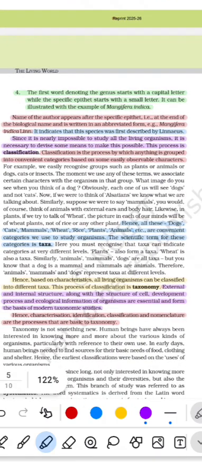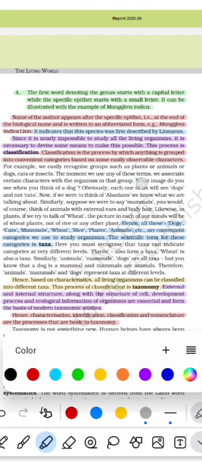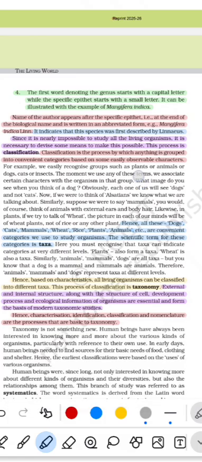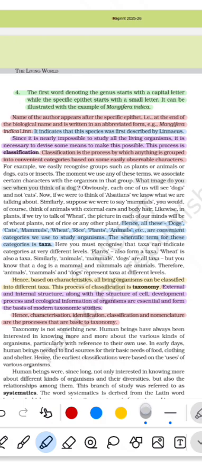Next, for example, we easily recognize groups such as plants or animals or dogs, cats or insects. The moment we use any of these terms, we associate certain characters with the organisms in that group. What image do you see when you think of a dog? NCERT is asking a question. Please give attention to the question, because NCERT questions are really very good. What image do you see when you think of a dog? This is a good question from NCERT.